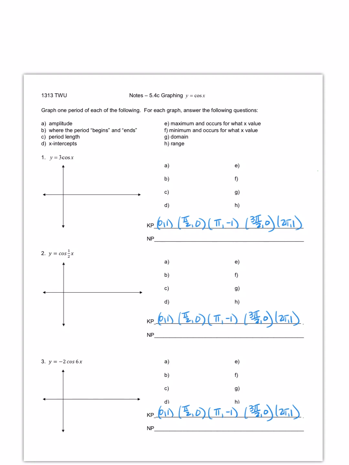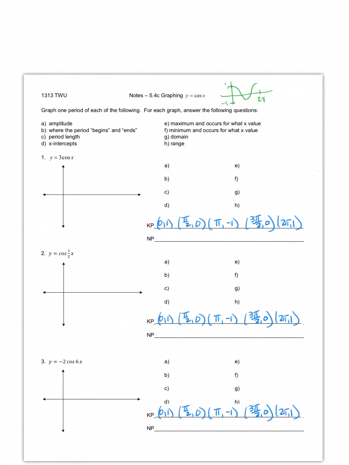Okay, in 5.4c, we're going to do transforming the cosine graph. If you recall, when we did the parent function of cosine, it looks like this. It ends at 2 pi. It starts up at 1, and it comes down to -1. So it's very cyclical, just like the sine curve is.